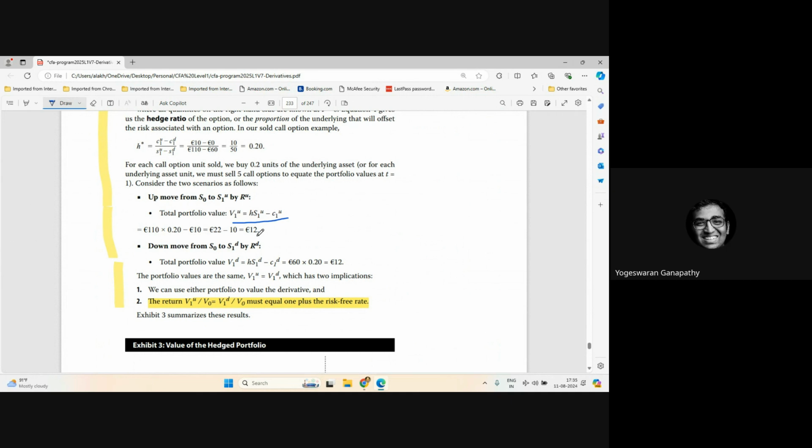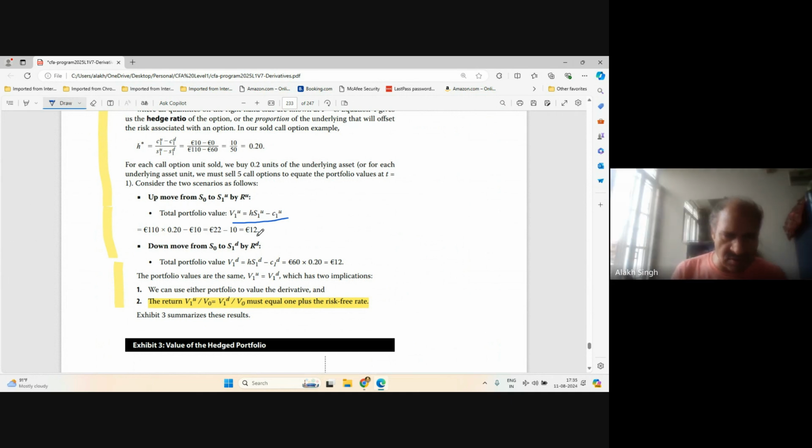Now what if it goes down? It should also be 12. So let's see. When the market goes down, V1D is equal to H times S1D minus C1D. So C1D is 0.